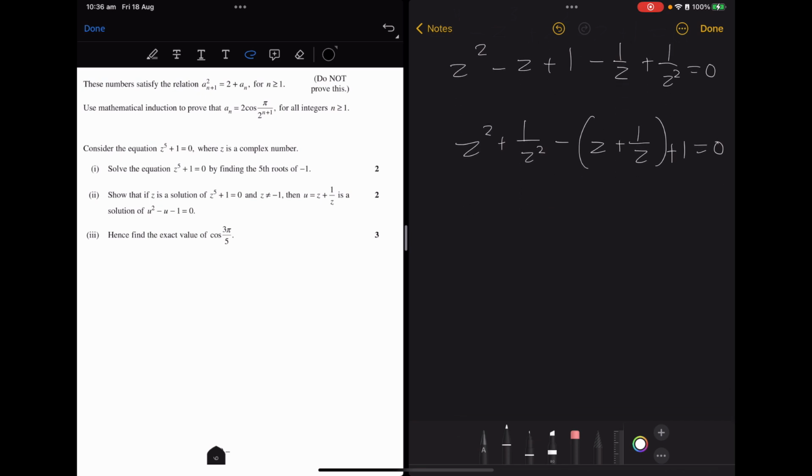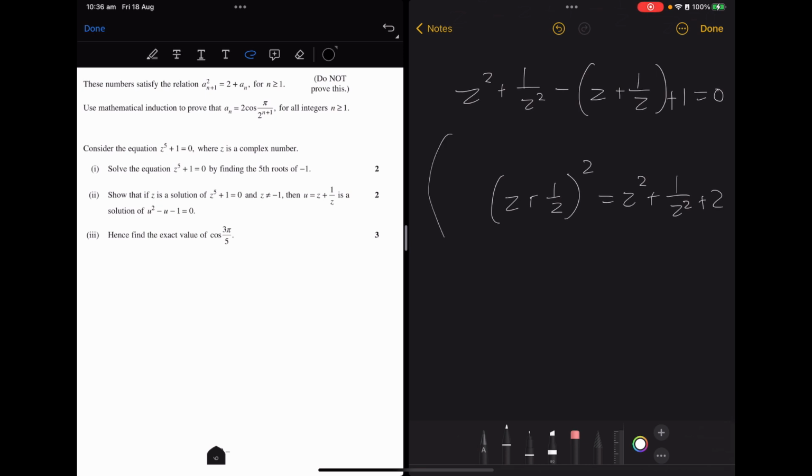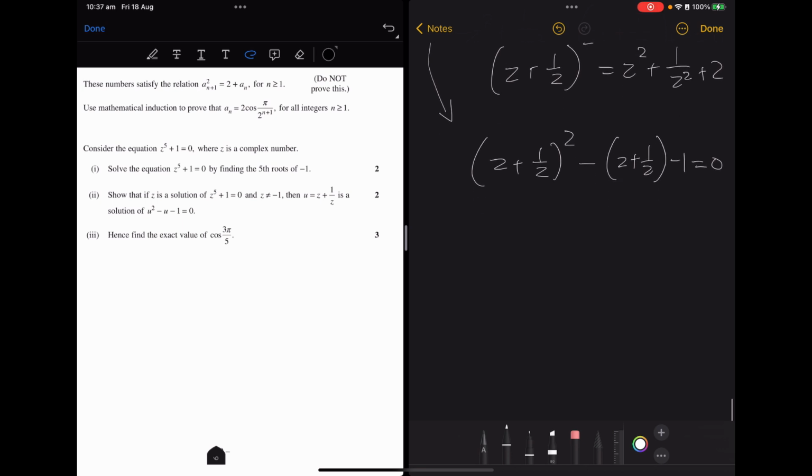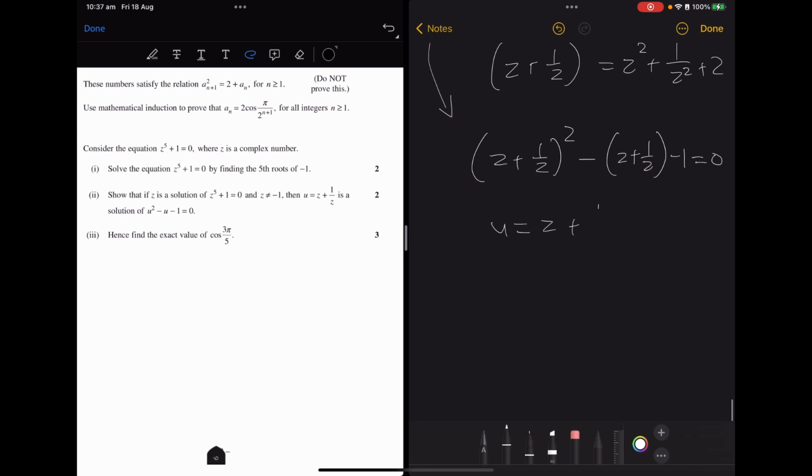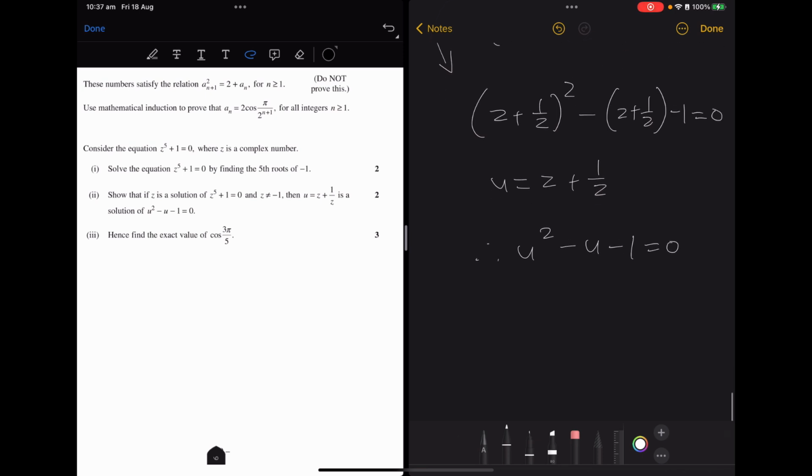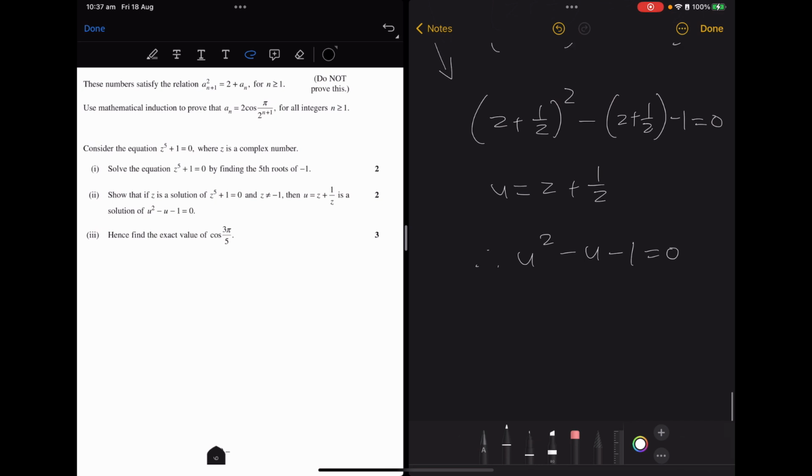And you can rewrite the equation since we have z plus 1 over z, all squared, is equal to z squared plus 1 over z squared plus 2. So rewriting the equation above into z plus 1 over z all squared, minus z plus 1 over z, minus 1 is equal to 0. Finally, when we have u equals z plus 1 over z, therefore u squared minus u minus 1 equals 0. And therefore u is a solution of this equation.